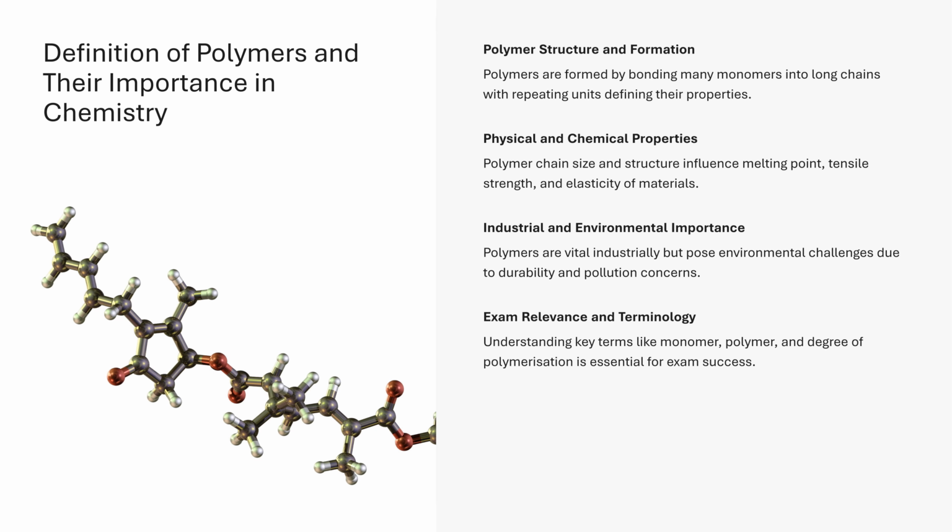For example, polyethylene is formed from ethene monomers, and its flexibility and low density make it useful for packaging materials. The size and structure of polymer chains directly influence melting point, tensile strength, and elasticity.